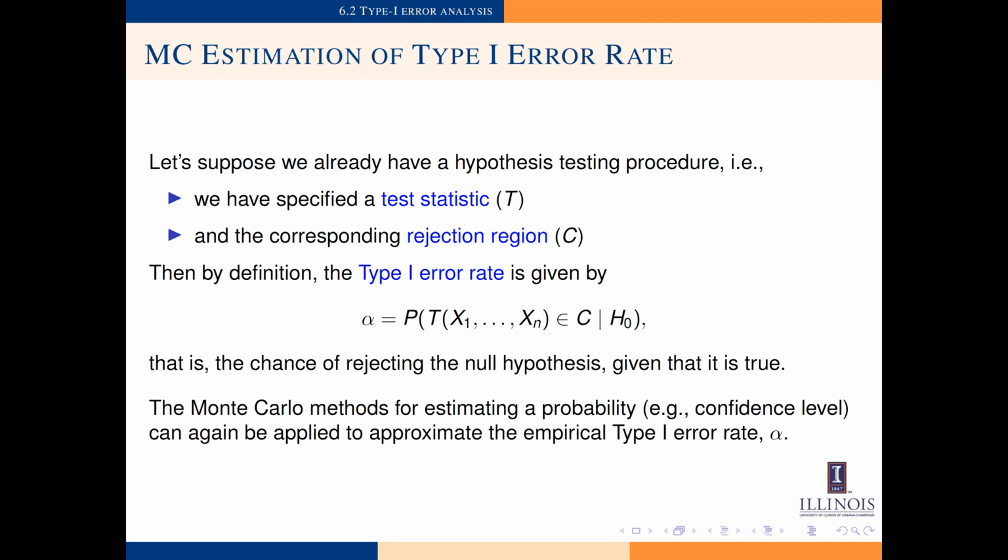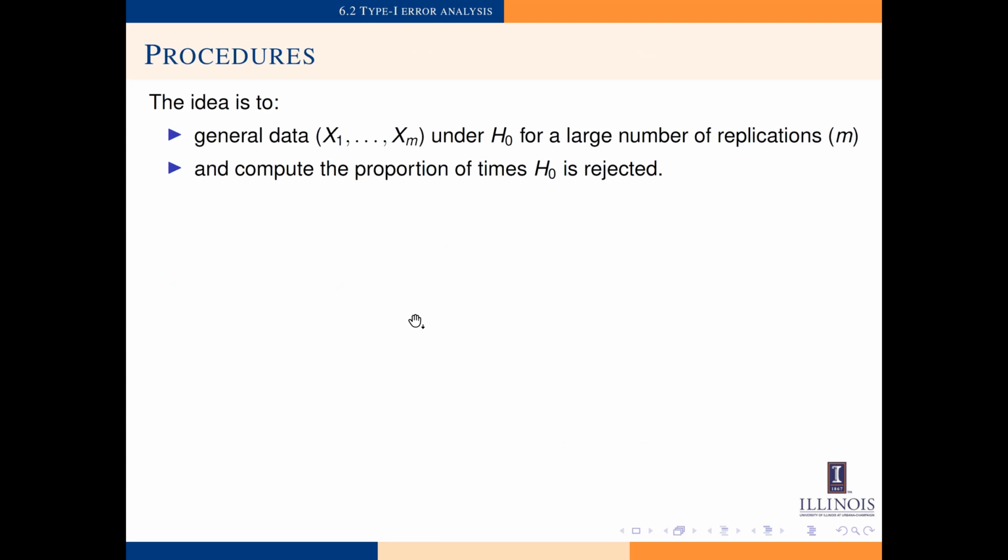The Monte Carlo methods for estimating a probability, just like last time when we estimated confidence levels for confidence intervals, can again be useful for approximating the empirical type 1 error rate, alpha. So how are we going to do this? The overall idea is very similar to before. First, we want to generate our random samples under the null hypothesis for a large number of replications. And then we would like to compute the proportion of times that the null hypothesis is rejected, given our t and c.